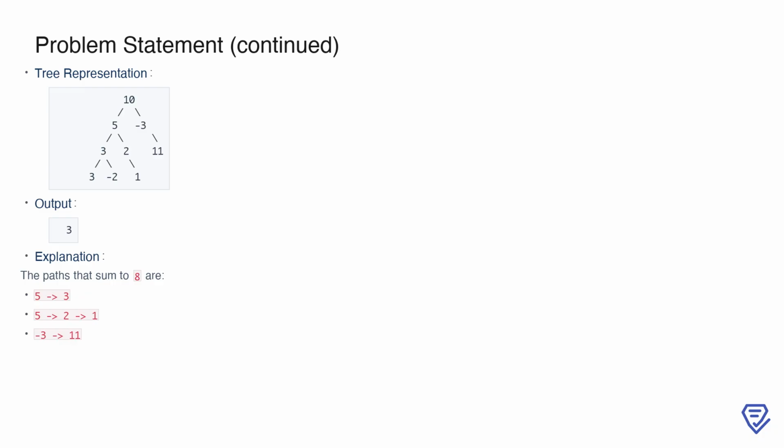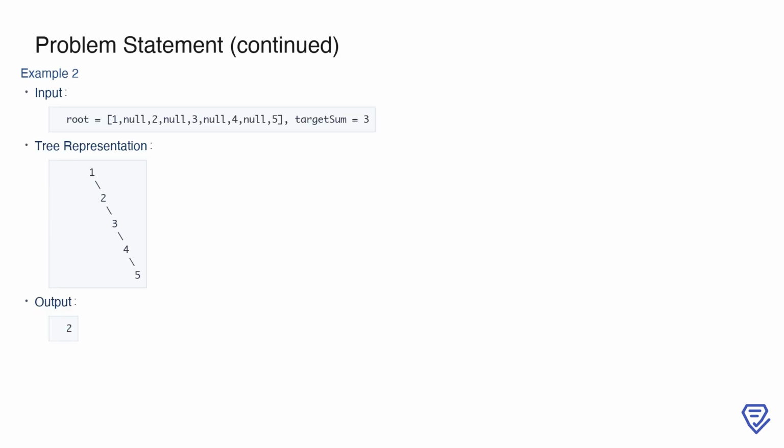This is because there are 3 distinct paths in the tree that add up to 8. Specifically, these paths are 5 to 3, 5 to 2 to 1, and -3 to 11. Each of these paths follows the parent-child connections, and their sums match the target value. Here's another example to illustrate the concept.